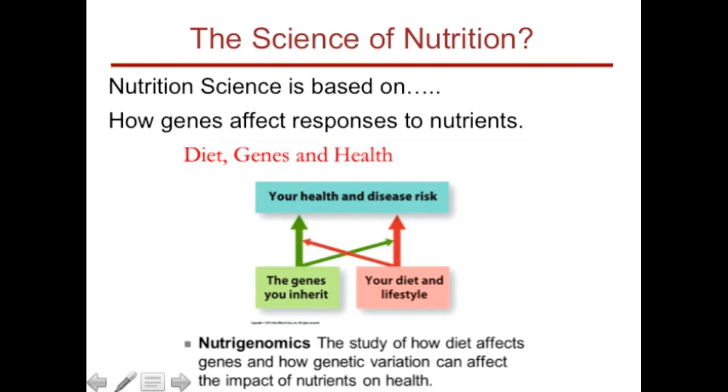The science of nutrition is based on genes and how our inherited genes respond to nutrients. This is the subject of nutrigenomics, and it studies how diet affects genes and how genes can indeed affect the choices that we make of our diet. Don't worry, if you have a healthy lifestyle and make healthy food choices, in general, those choices best your genetic inheritance, and you can prevent disease through healthy choices.